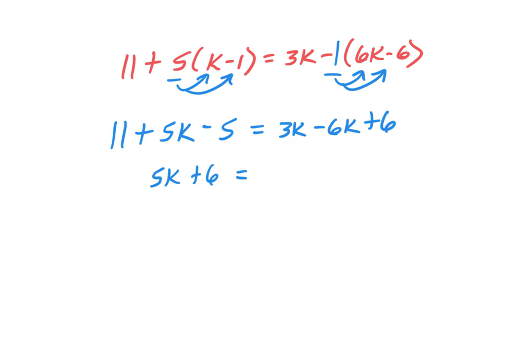3k minus 6k. What would that be? Negative 3k. Okay. Just really be careful of your signs. Can't say that enough. Okay. Now that we've combined like terms, now we got to start getting our k's together. Which k would be better to move? The 3. Okay. So add 3k to both sides. And then subtract 6.